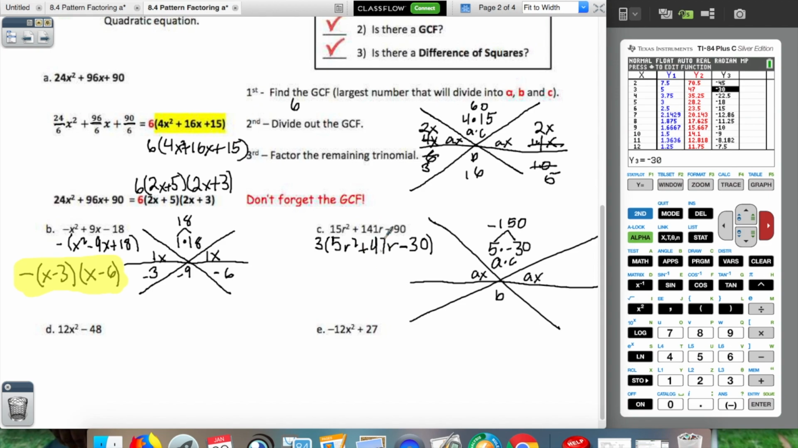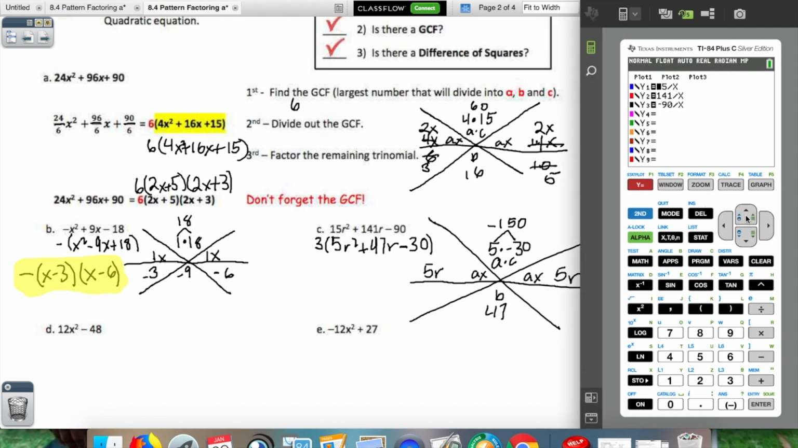All right, and now let's put B in the bottom. What's my B? That's the one in the middle, which would be 47. And now let's put our AX on the side. So 5. And instead of having X now, we have R. So let's include R so we don't forget what variable we're using. So now I need a number that will multiply to get me negative 150 and add to get me 47.